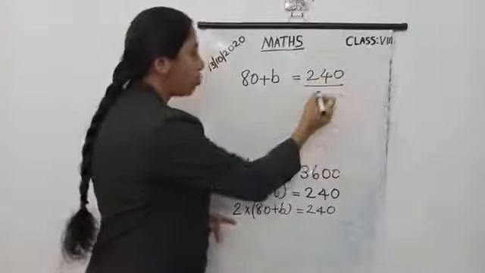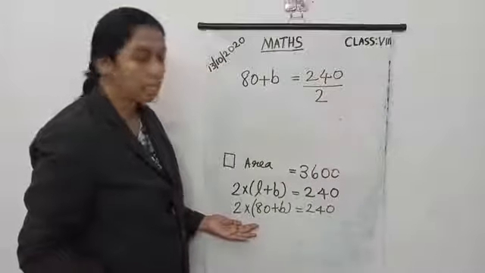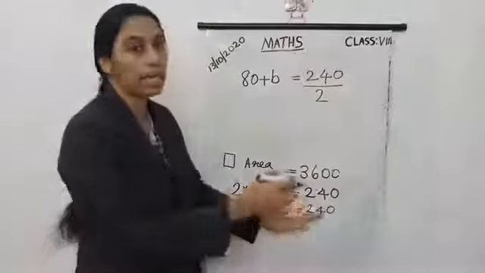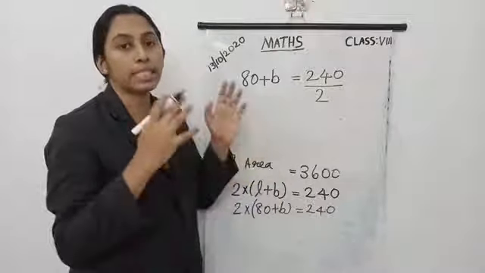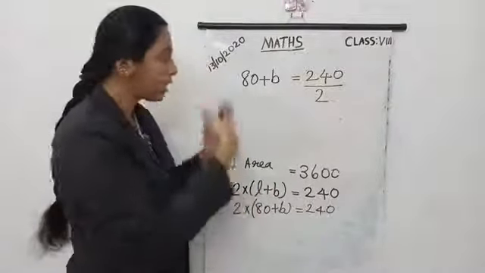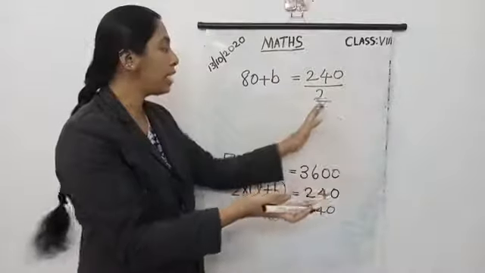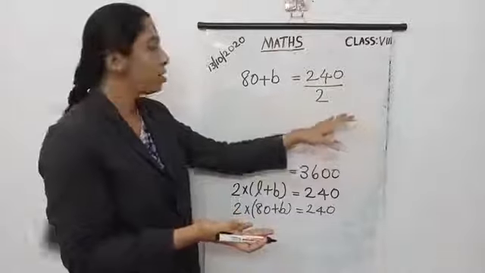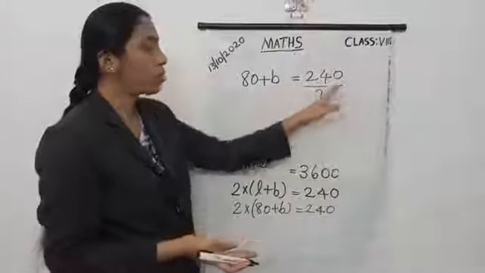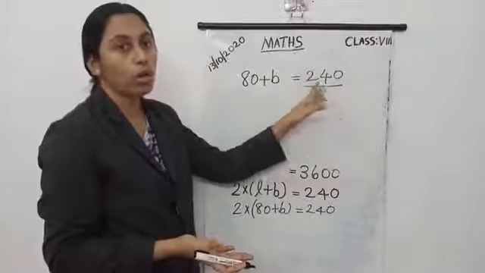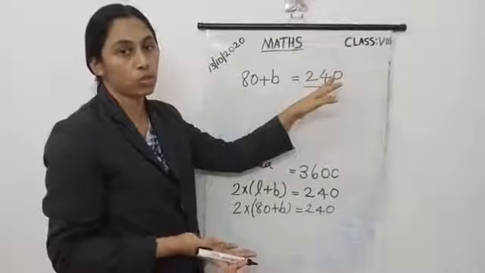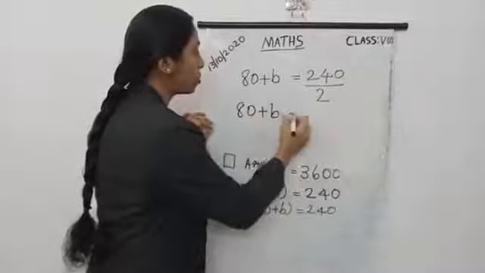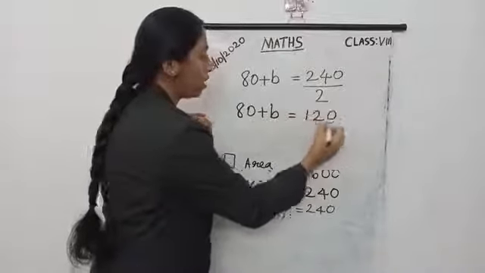divided by 2. Because on this side this is multiplication, when we transpose to the right hand side, that operation will change. Here it is multiplication, then on the other side, that means the right hand side, it becomes division. So 80 plus B equal to 240 by 2. Now divide this one. So 80 plus B is equal to 120.